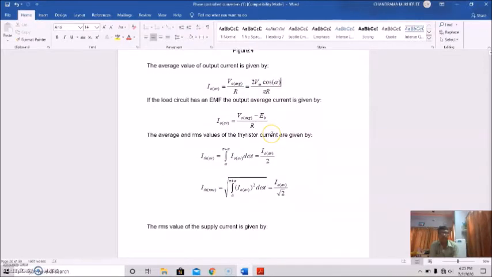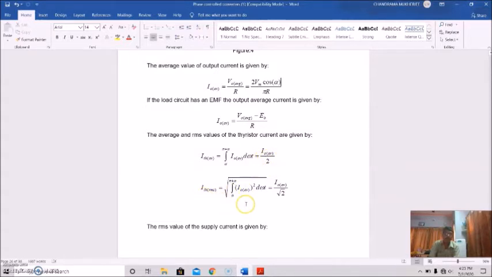If the load has an EMF, the average output current is given by this, minus E divided by R. The average and RMS values of the thyristor current are given like this. If you integrate the output current over alpha to pi plus alpha with respect to omega t, this gives the average thyristor current, which will be half of the average output current.